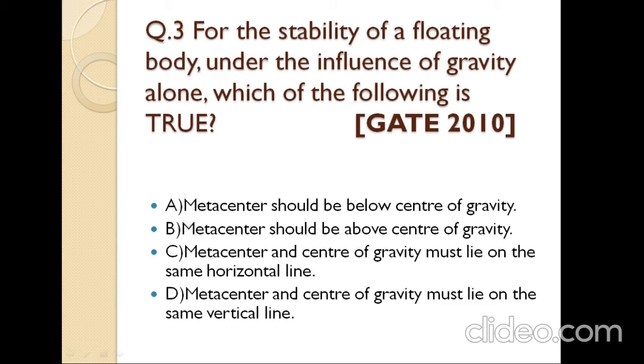Now comes question number third. For the stability of a floating body under the influence of gravity alone, which of the following is true? Option A, metacentre should be below center of gravity. Option B, metacentre should be above center of gravity. Option C, metacentre and center of gravity must lie on the horizontal line. Option D, metacentre and center of gravity must lie on the same vertical line.